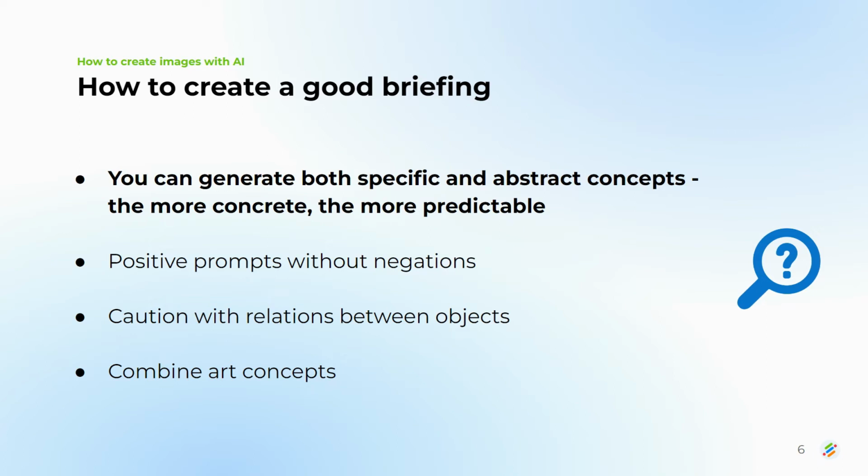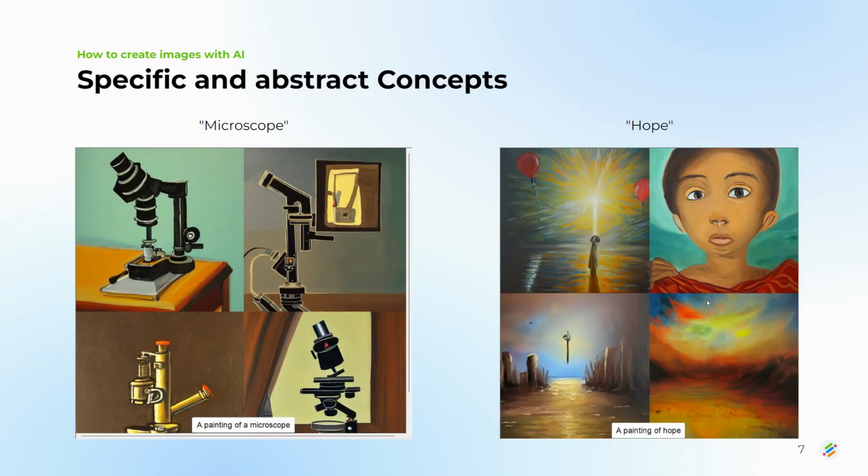However, be aware that concrete things are easier for the AI to represent than abstract words. So if you work with concrete words, you can get more predictable images. Accordingly, with the concrete concept microscope, you will always get a microscope. But with the abstract concept hope, you can get completely different suggestions.